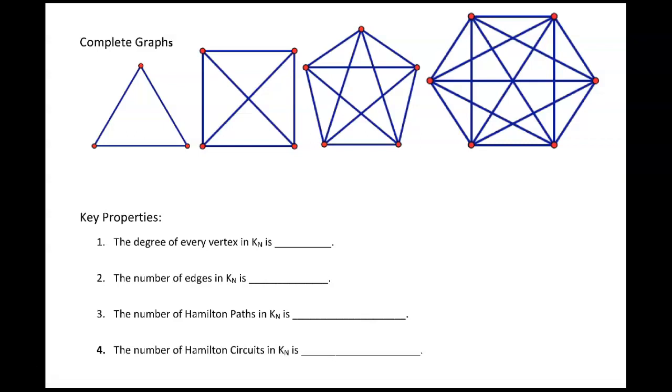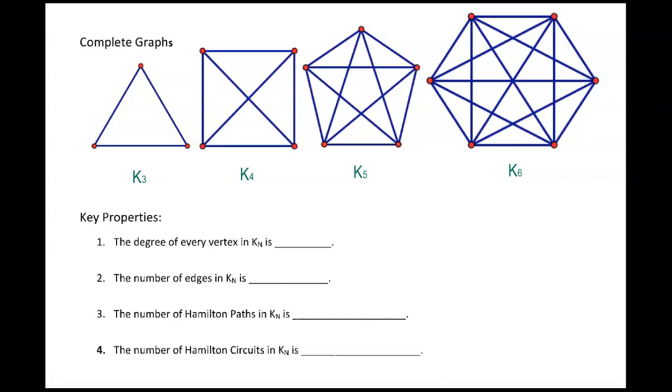You can see 4 examples of complete graphs here. We have one with 3 vertices, 4 vertices, 5 vertices, and 6 vertices. We use the notation K sub n to denote the complete graph with n vertices. So this first complete graph with 3 vertices is K3. The second one with 4 vertices is K4. Then we have K5 and K6.